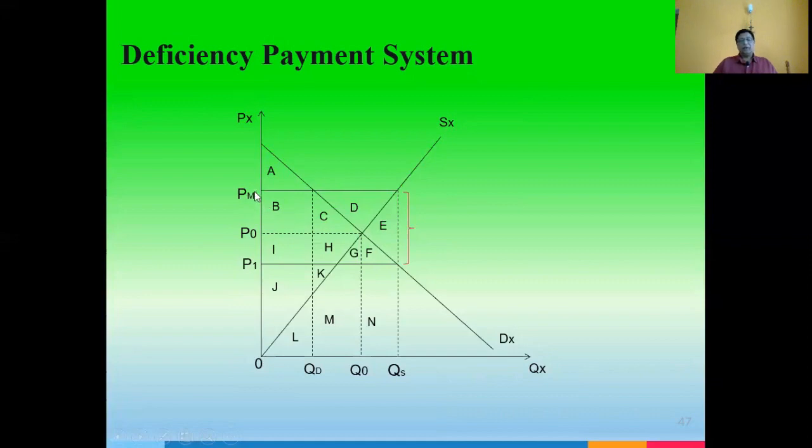If government pays the deficiency to the producers, then the cost for the government to implement this program would be given by the area of B, C, D, E, F, G, H, I. This is the cost per one unit, that is the difference between PMI and P1. Then government has to pay for the amount of QS. Therefore, the cost of the deficiency payment system is given by the area of B, C, D, E, F, G, H, I.